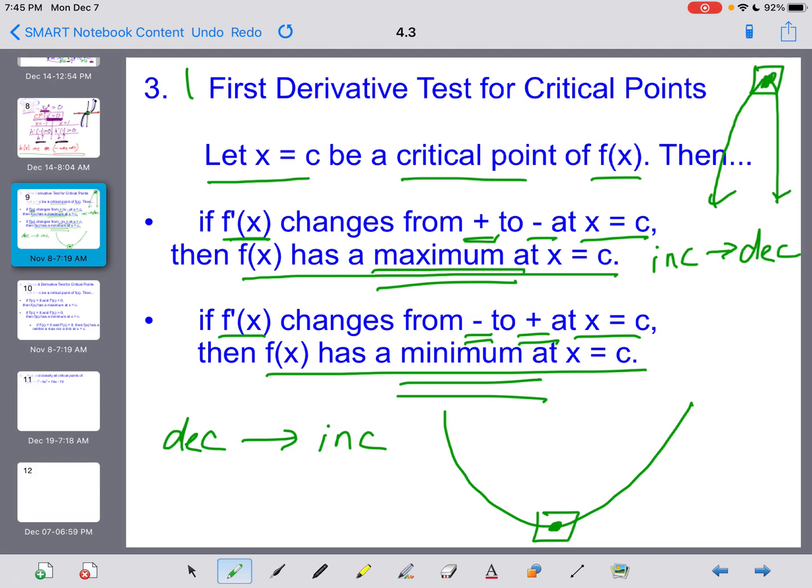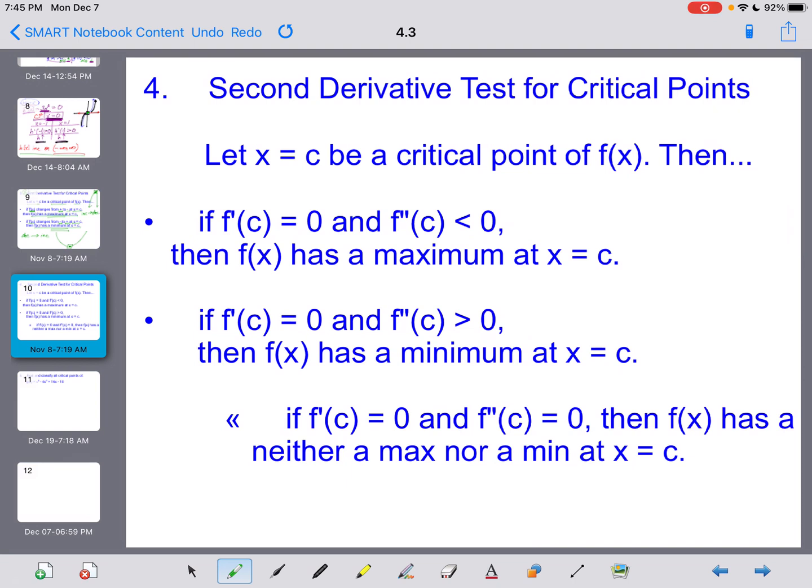And this, you guys, is a pretty important one to make sure that we have down. Gotta be honest with you, the second derivative test for critical points, far less important. So, if you're really pressed for time, you could probably skip this slide, but it's not going to take us very long. Again, it starts off the same way. Let x equals c be a critical point of your function, a spot where your derivative is either going to be 0 or undefined.